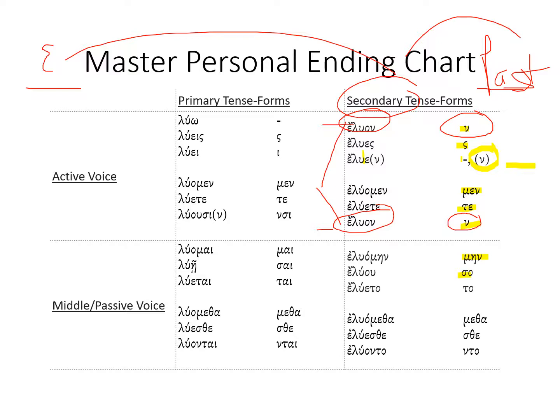How do we get from sao to ou? Yes, you remember that sigma is intervocalic, drops out. The omicron and the epsilon here, the epsilon connecting vowel, contract to ou. Otherwise, the pattern just needs to be memorized, to, metha, sthe, and nto.